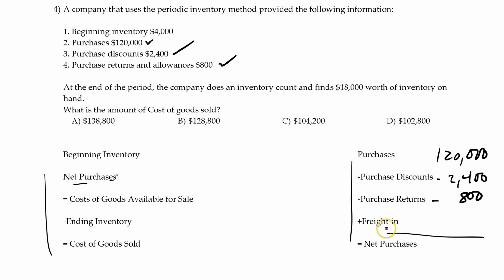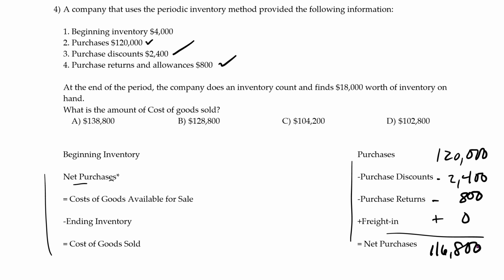And if we have freight in, we would add that. Now in this case there is no freight in, so it's nothing. But I wanted you to see that when you have the formula, freight in would be added back. So you add and subtract those, and you come up with 116,800. So we're going to use that over here.